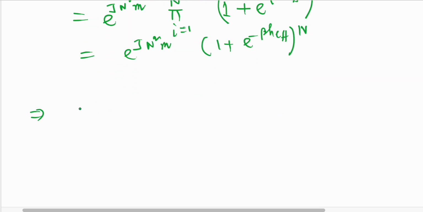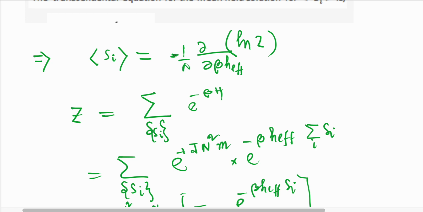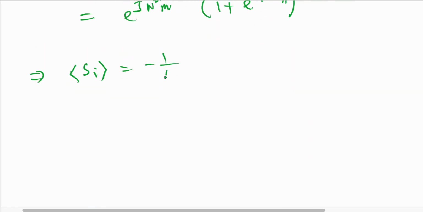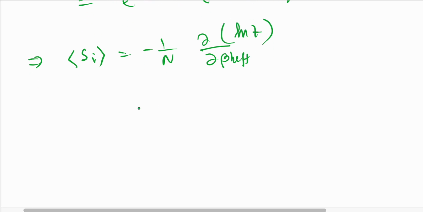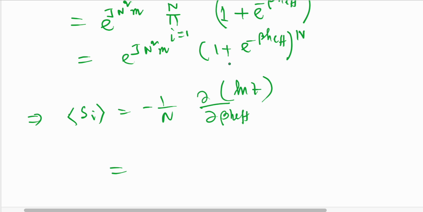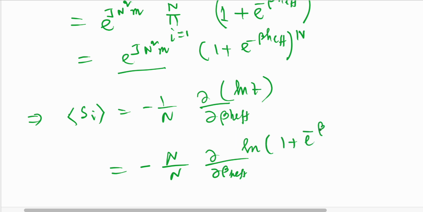Now the total average spin will be 1 by n, minus 1 by n, minus 1 by n del del beta h effective of ln Z. The first term does not contain any beta h effective, so it will not contribute. Only the second term will contribute. So minus n by n del del beta h effective ln of 1 plus e to the power minus beta h effective.